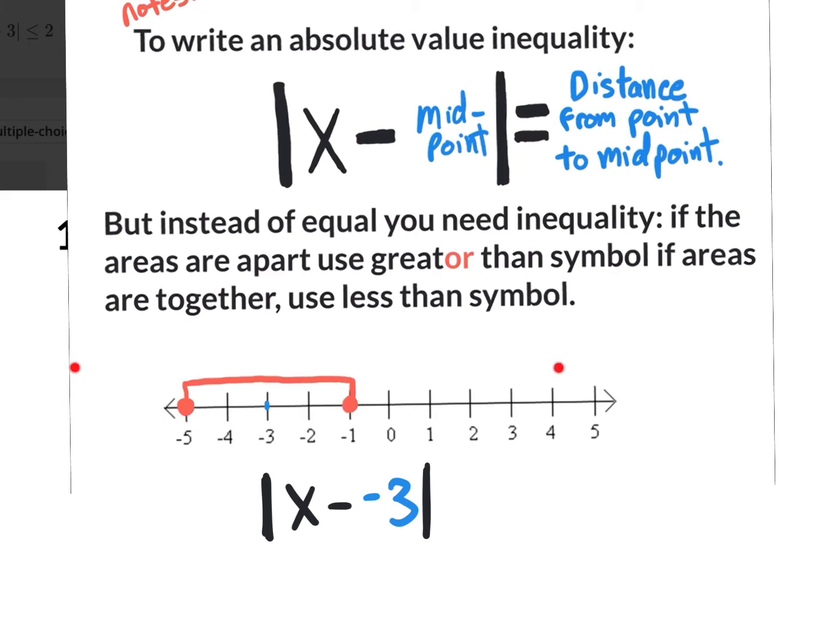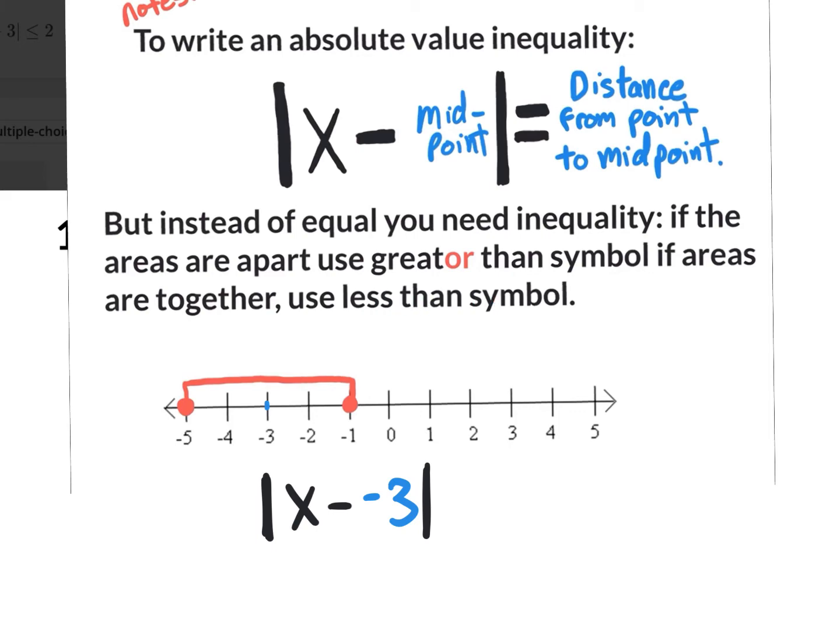Or implies that they're apart. But if the areas are together, use the less than symbol. So the areas are obviously together, and that kind of makes sense because it's between here and here. It's kind of like it has the "and" sound as the less than. So we know that these areas are together, so we're going to use the less than symbol.